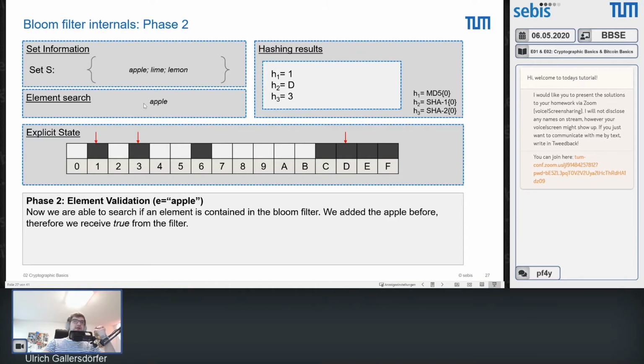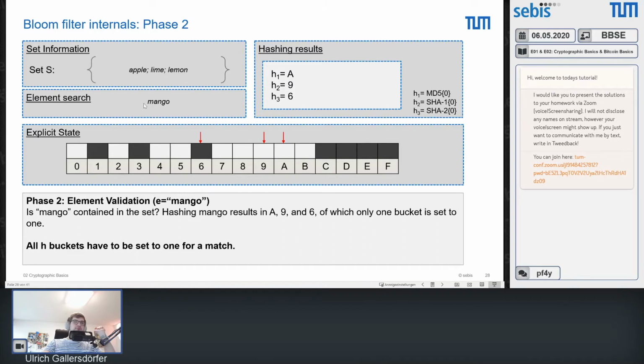So let's now check an element which is not in there, or which we did not add before to the bloom filter. So let's take the mango. Mango has A96. And now we check: A is empty, 9 is empty, and 6 is set to 1. So what we know is when you want to have a match, then all buckets have to be set to 1. So what we now know is that the mango is not in there. We definitely know for a fact that the mango was never added to this bloom filter.